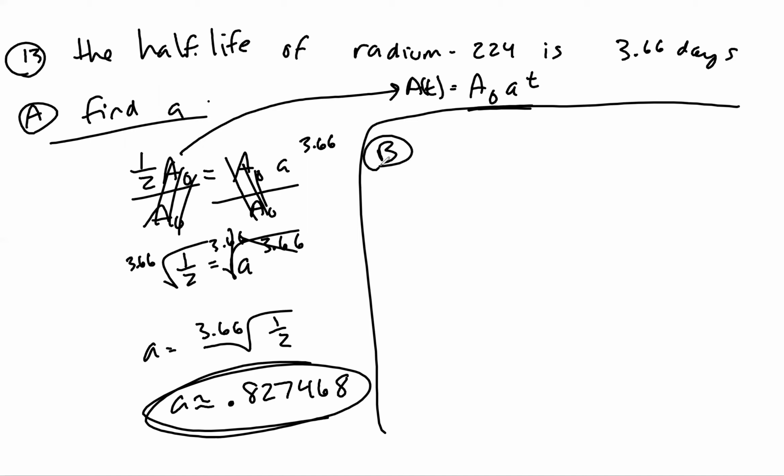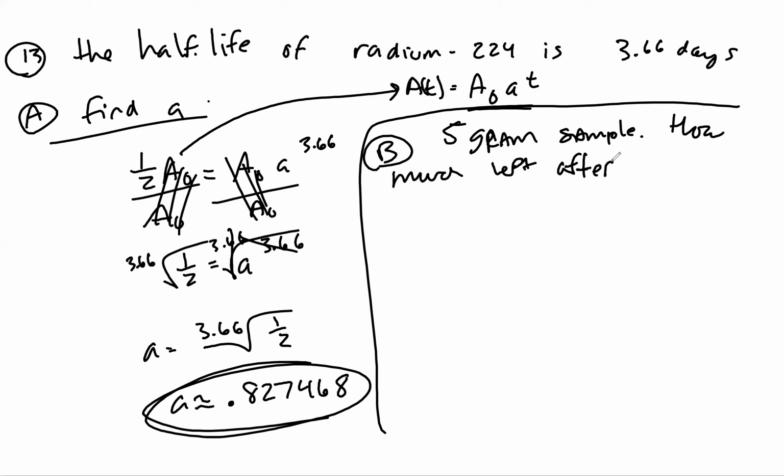So the question is, you start with a 5-gram sample. How much is left after, it would help if I could spell, after 9 days. Okay, so that's the question. So in this case, A sub 0 is 5. That's how much I start with. T is 9, and we already found A right here. And so, well, all that's left to do is plug it into this equation.